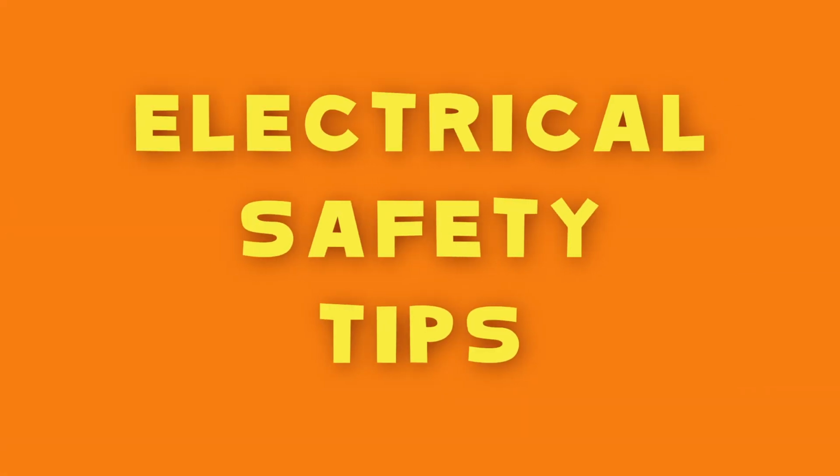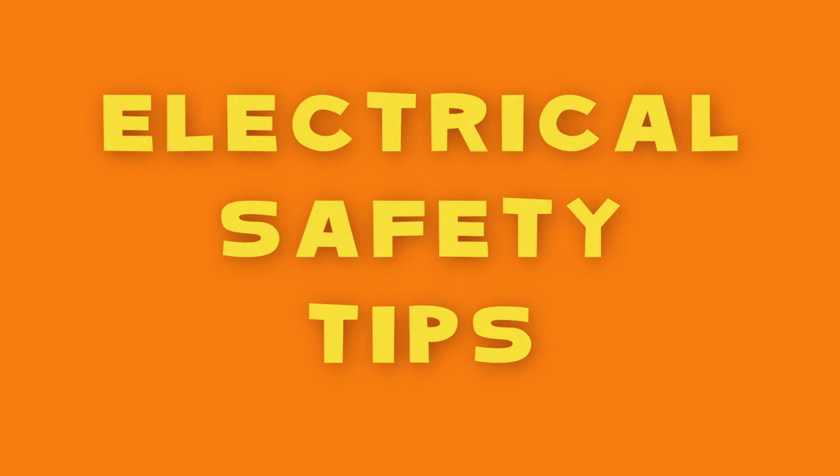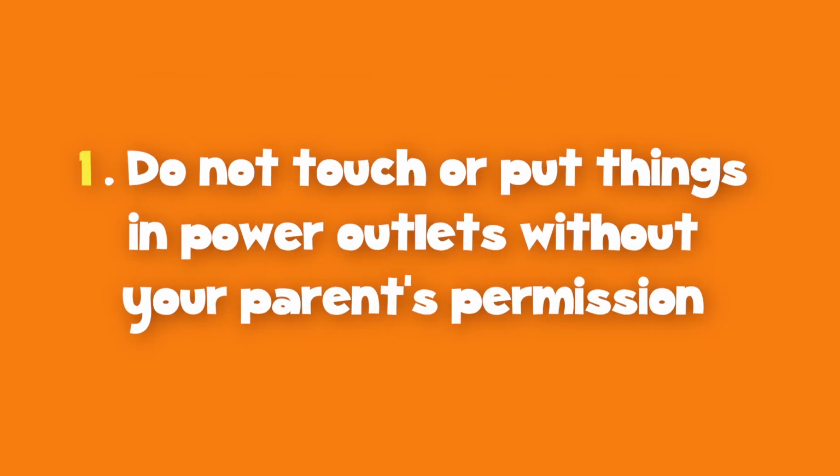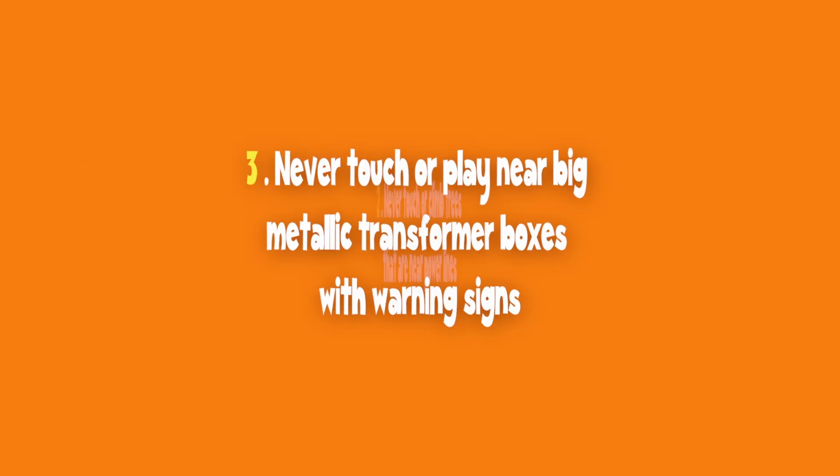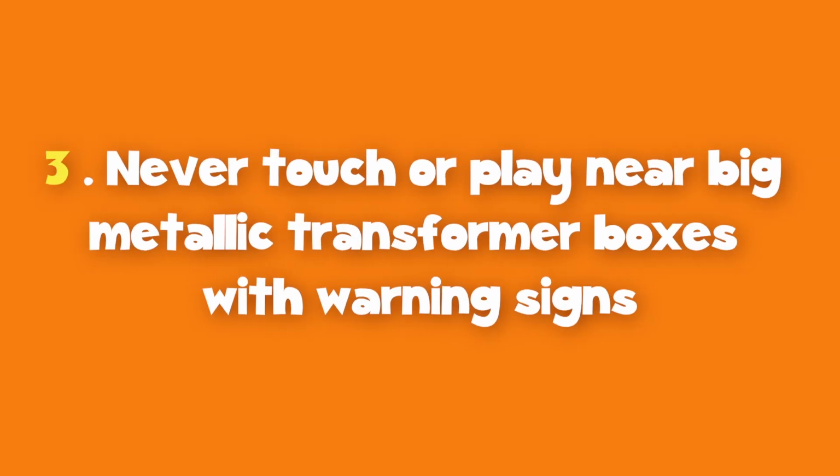Before we go, here are some electrical safety tips for the children and also for parents. Do not touch or put things in power outlets without your parents' permission. Never touch or climb trees that are near power lines. Then, never touch or play near big metallic transformer boxes with warning signs and symbols.